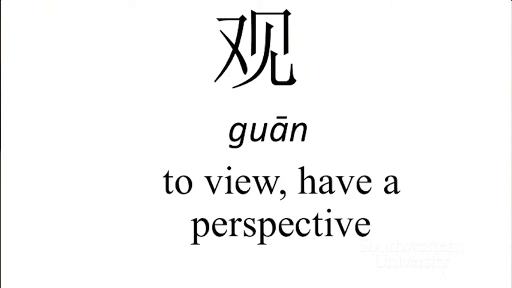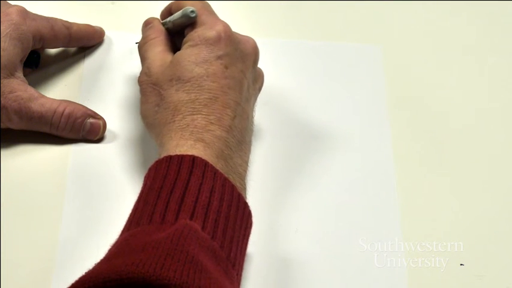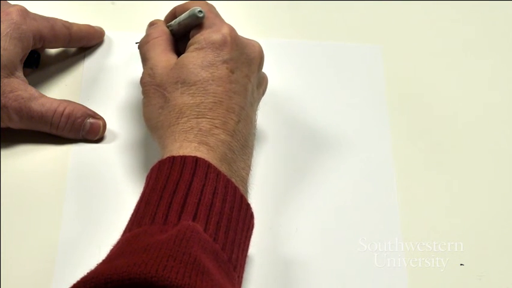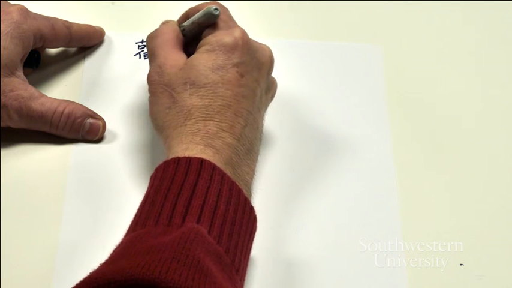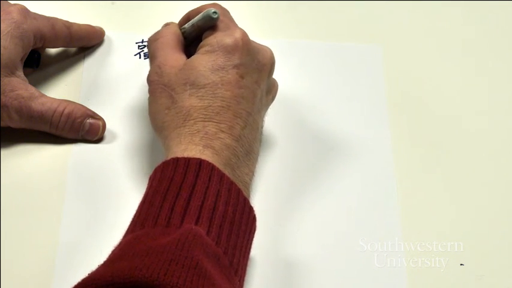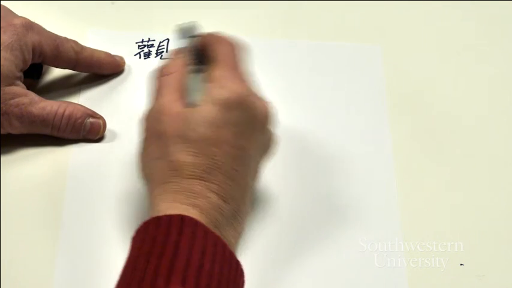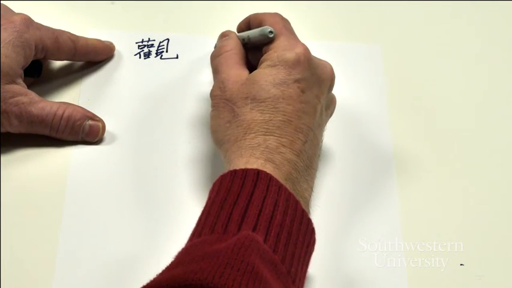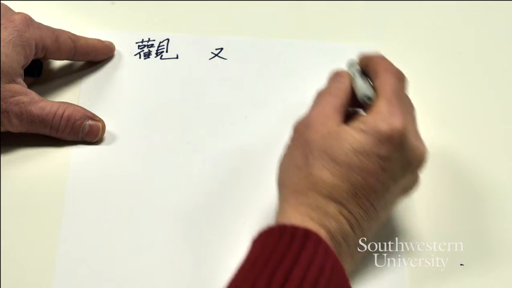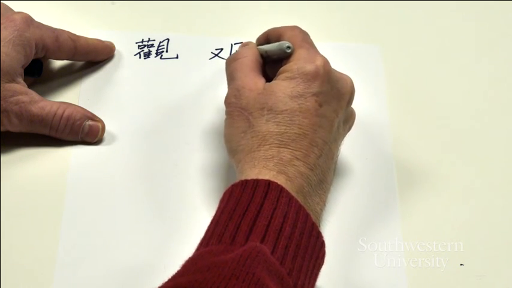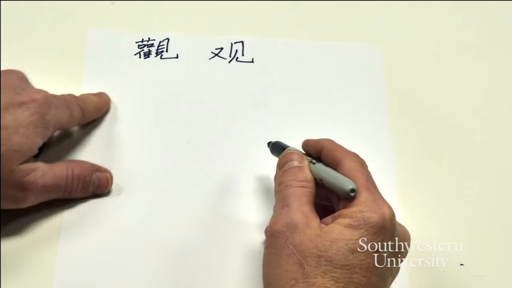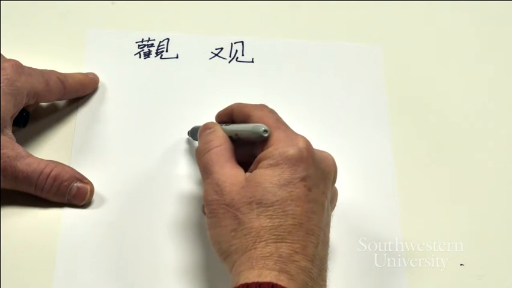Guan, the traditional character, actually I'm taking a small shortcut there. The traditional character is this, guan. So this phonetic on the left is replaced by yo, the right hand, and then the jian is simplified to that. Guan, a perspective, a view.